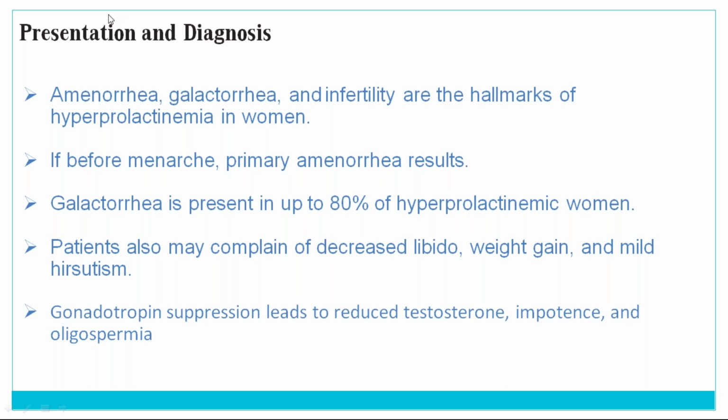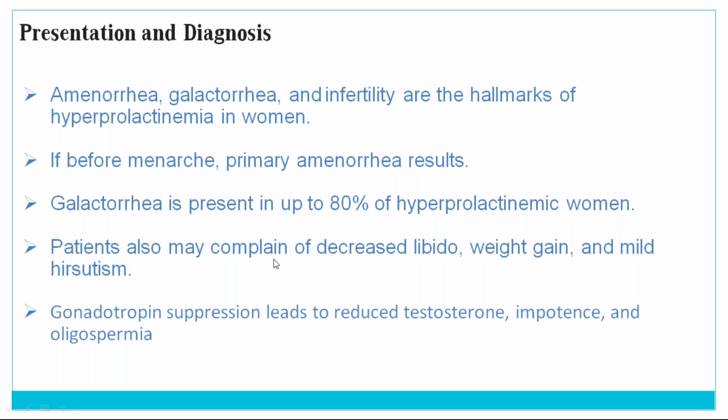Okay, if the patient is before menarche, what will happen? Then they present as primary amenorrhea. So the patient will come to you like menses is not attained. Okay, puberty will not be attained. That is if it is before menarche, but it is most common in reproductive age group women only. Okay, so 80% of the women patients will have galactorrhea. So this is the most common presenting symptom in hyperprolactinemia.